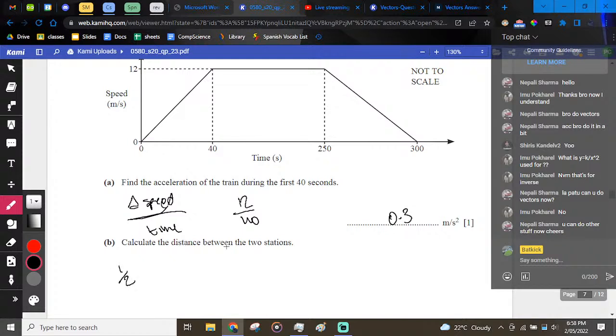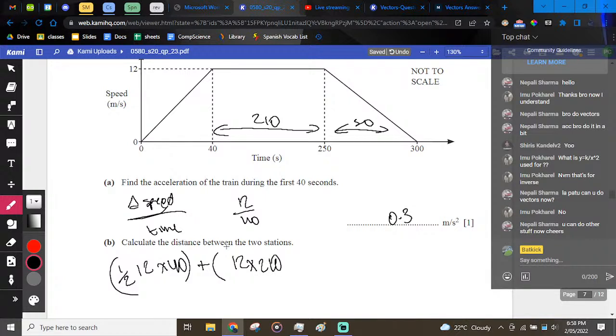Half, because that's a triangle. We're basically finding the area under the graph. And what's the time passed here? 40 minus 250, 210. Time passed here, 50. This section, first triangle plus the middle cube thingy, 12 times 210. And the second triangle, it's a half base height. No, not plus, there's no plus. Times 12.